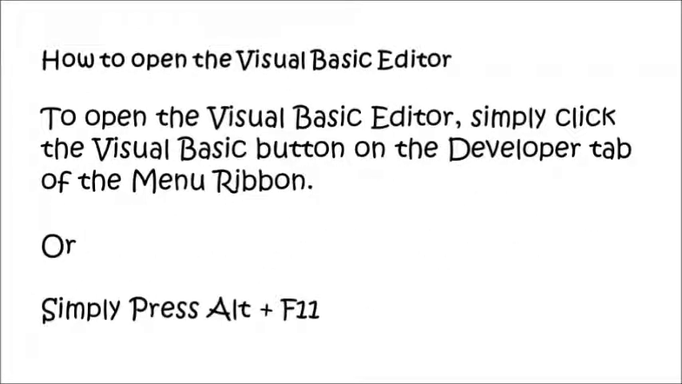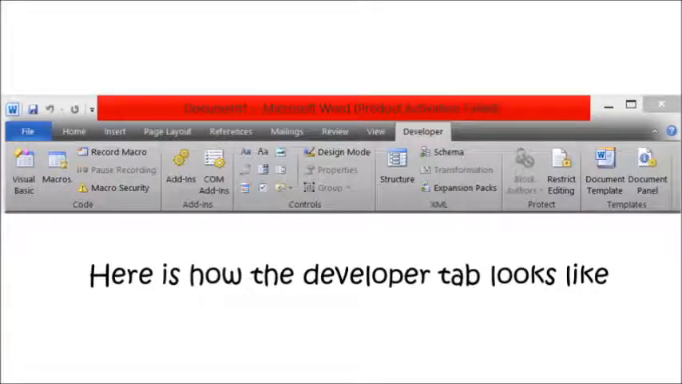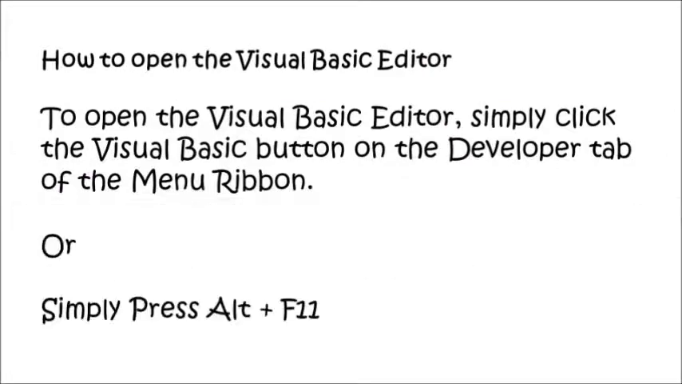How to open the Visual Basic Editor. To open the Visual Basic Editor, simply click the Visual Basic button on the Developer tab of the menu ribbon. From that particular picture, you see the Visual Basic button by the far left of your screen. As soon as you click it, it is going to pop up the VBE window or API. A shortcut is to simply press Alt plus F11, and it is also going to take you to the VBE.